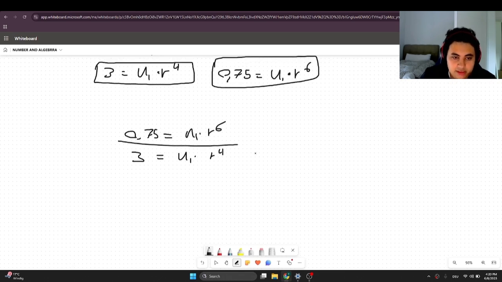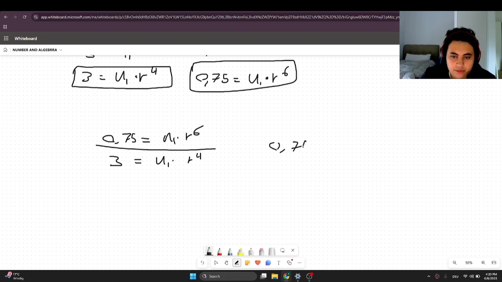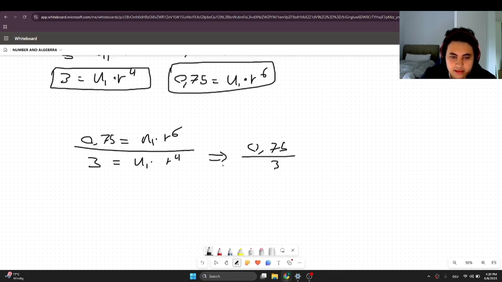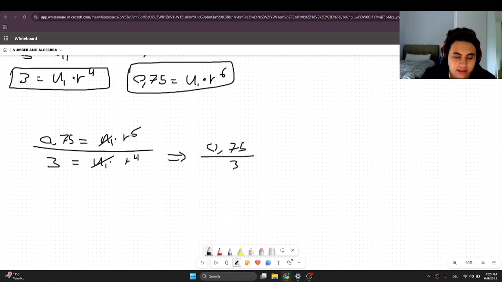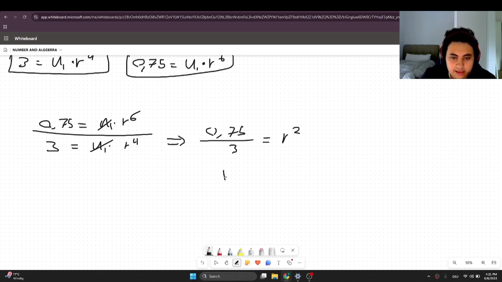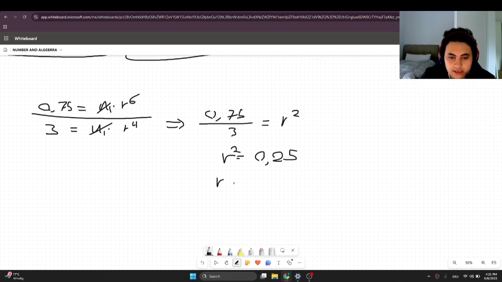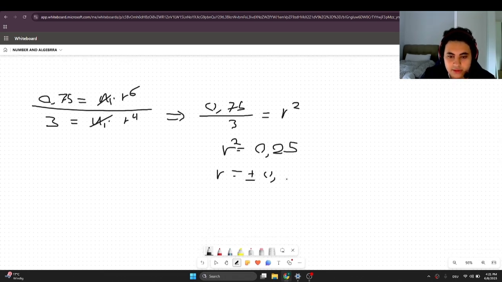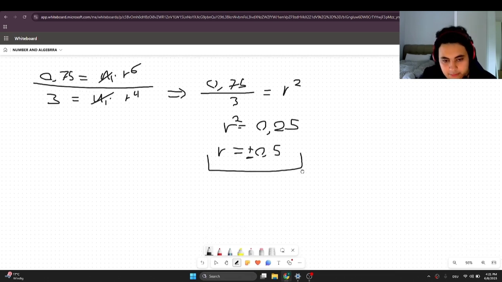So now 0.75 divided by 3, we're going to leave that calculation for a second. u1 and u1 cancel out, and then r to the power of 6 divided by r to the power of 4 is going to give us r squared, right? So what is 0.75 divided by 3? That is 0.25. And r is still squared. So we're going to square root both sides. We're going to get r is equal to plus or minus 0.5. Okay, so this is our common ratio. So our common ratio is two values, positive 0.5 and negative 0.5.